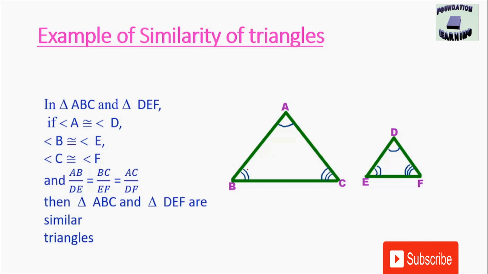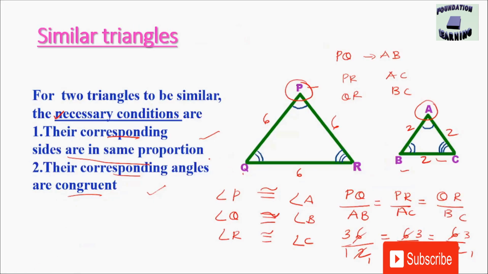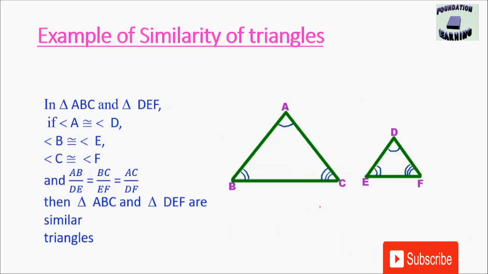Now let's take another. In this case the angles are congruent, you can see with the marking. This is one marking, one curve, P with A; Q double marking, B double marking; R 3 markings, and C also 3 markings. So they are congruent and the corresponding sides are in the same proportion.